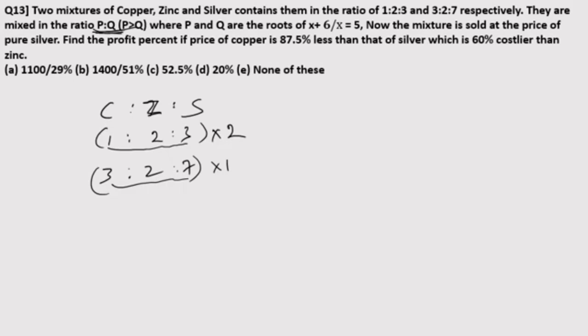They are mixed in the ratio P and Q, where P and Q are roots of x plus 6 by x equal to 5. The roots of this equation. This is a quadratic equation, but rather than solving as a quadratic equation, you can solve these things orally. Because 6 by x, that means x has to be a factor of 6. So check with factors of 6 below 6. So check with 1, 2 and 3.